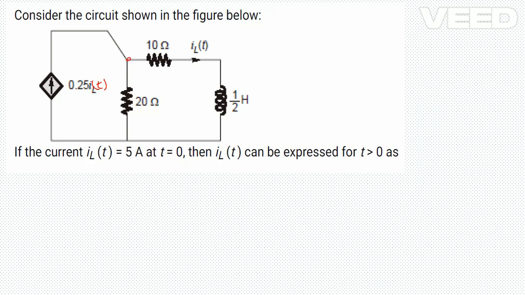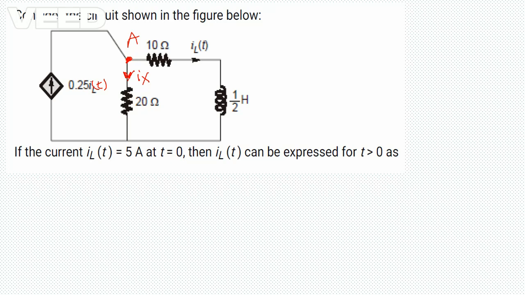let us apply KCL across this node. I name it as A. The current entering will be equal to the current leaving. So let us call this current as Ix, which is leaving the node A and flowing across the 20 ohm resistor.